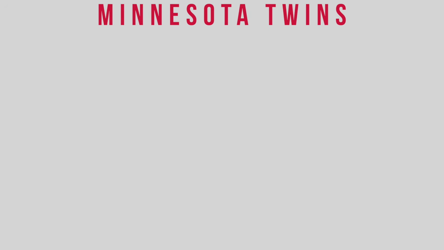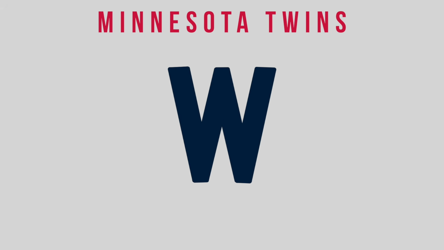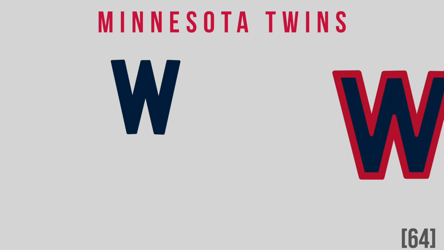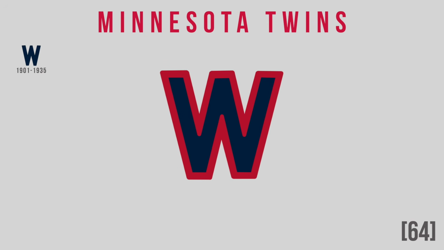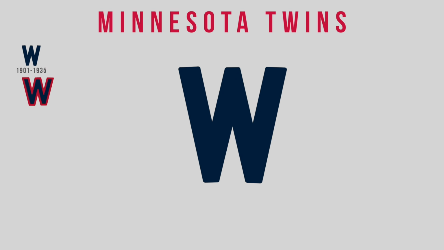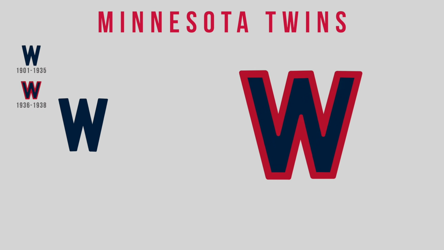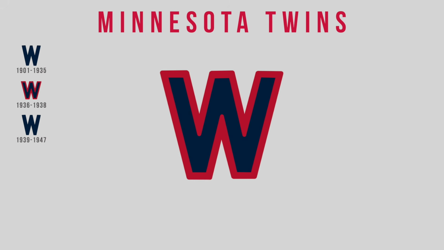The Minnesota Twins began as the Washington Senators in 1901 and kept the same logo when they became the Nationals in 1905. The team logo was a simple navy blue W. In 1936, a red outline was given to the W logo. In 1939, the logo returned to just being blue with no outline. That was changed back again in 1948 when the team added back the red outline to the W logo.